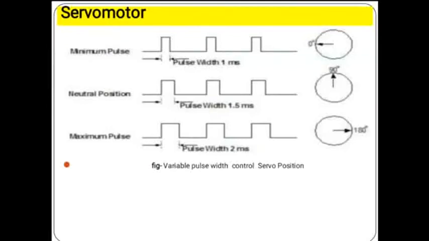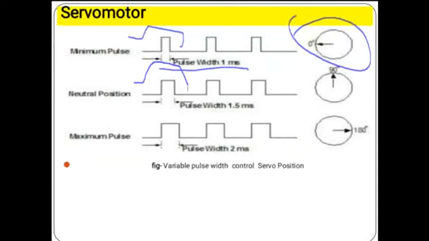Now in this diagram you can also observe the control mechanism of the servo motor through PWM techniques. In this figure we are giving pulses. This is the minimum pulse, and the pulse width is about 1 millisecond. Now the position of the object is at 0 degrees. If we change the width of the pulse to about 1.5 milliseconds, our object moves to about 90 degrees.